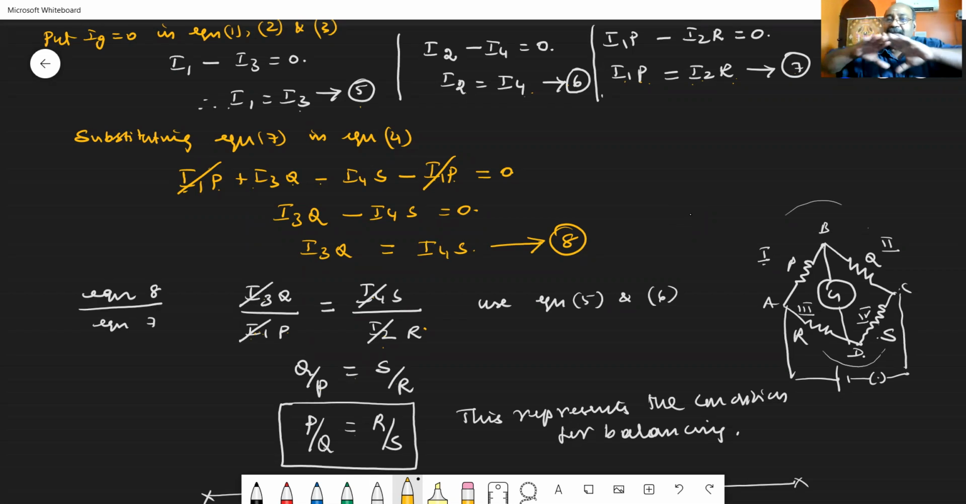So in order to get the bridge balance, that is no current flowing through the galvanometer, or current through the galvanometer equal to 0, or the junction B and junction D are said to be at the same potential, it means the ratio of resistances in the first two arms P and Q is equal to the ratio of resistances in the third and fourth arms R and S. So the condition is P by Q is equal to R divided by S.